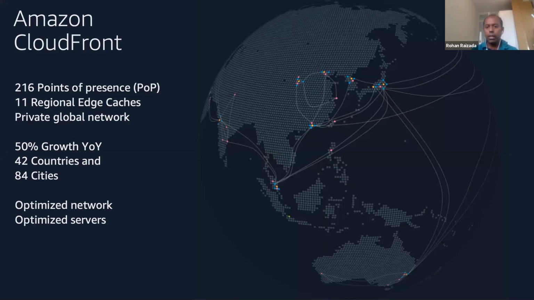And as you can imagine, because we are deploying our own private backbone network and our edge locations, we are also doing a lot of optimizations. We have the opportunity to do those optimizations both at the network layer as well as the server layer, which we are deploying on our own hardware. And we'll talk about them in the coming slides.